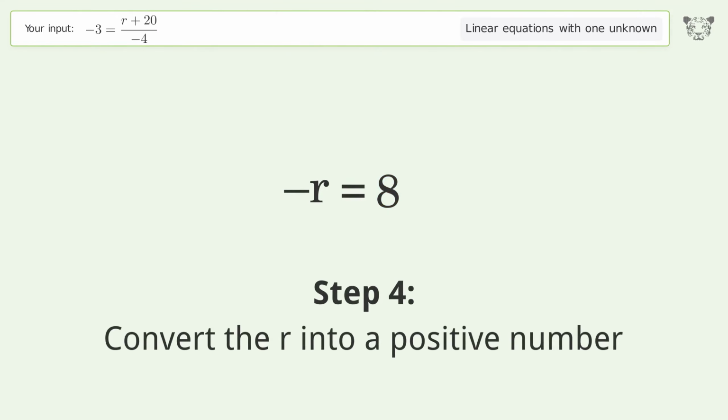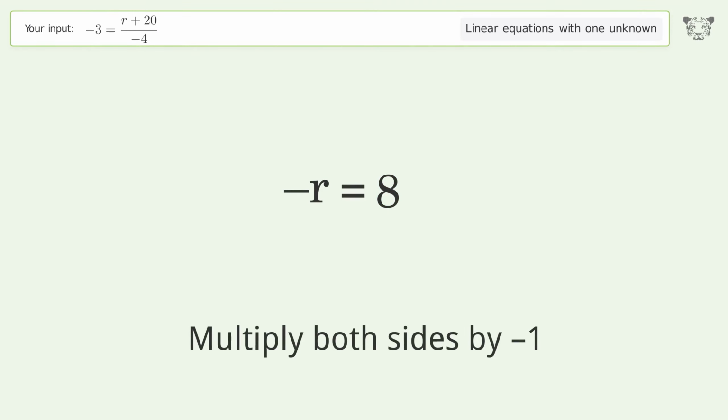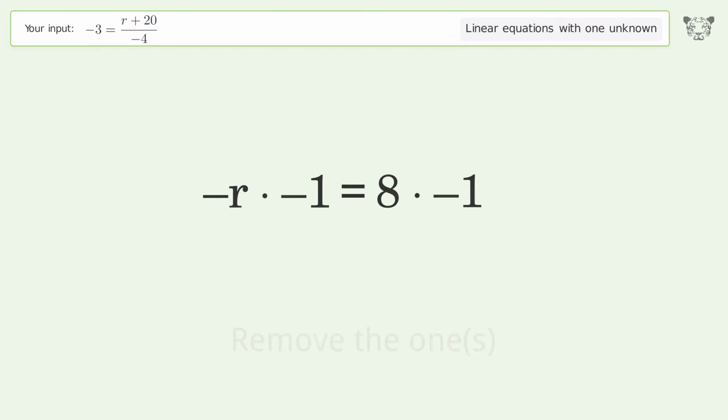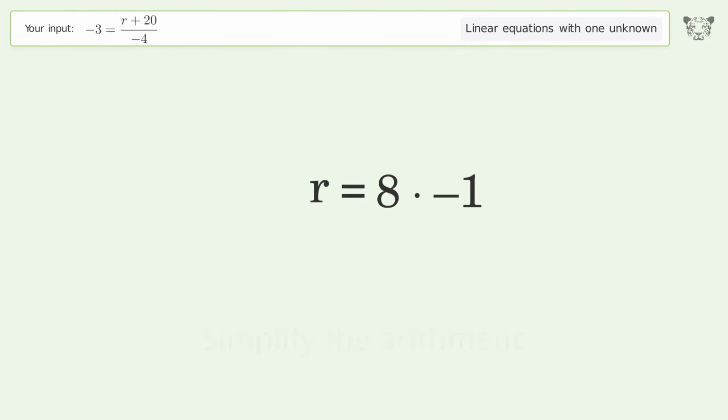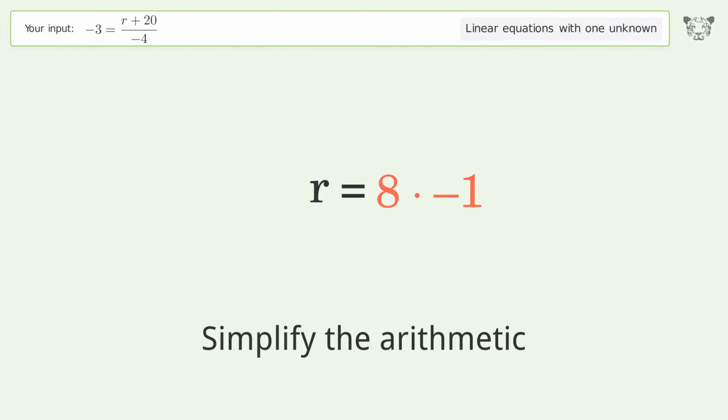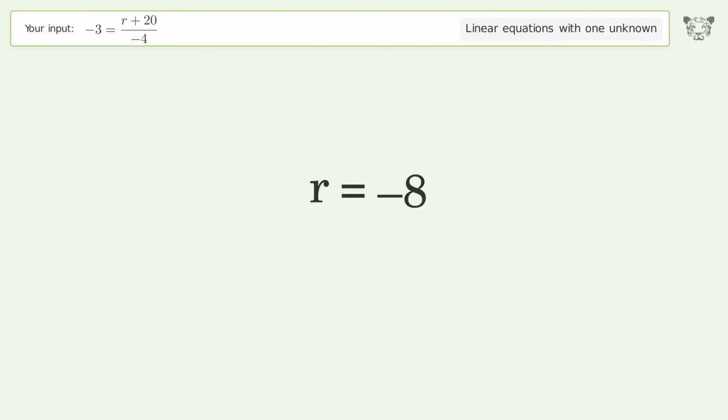Convert the r into a positive number. Multiply both sides by -1. Remove the ones. Simplify the arithmetic. And so the final result is r equals -8.